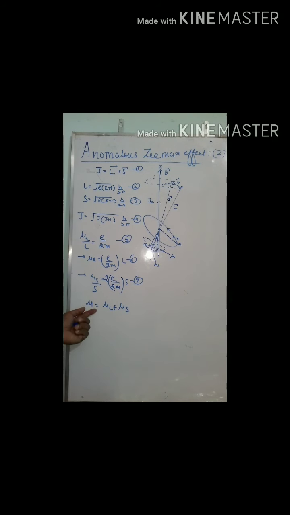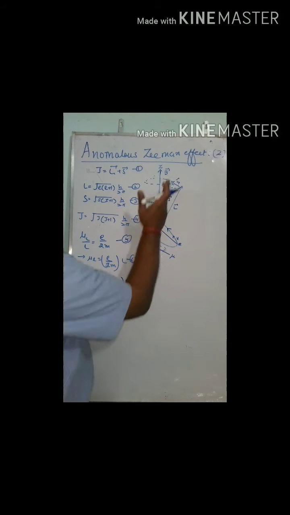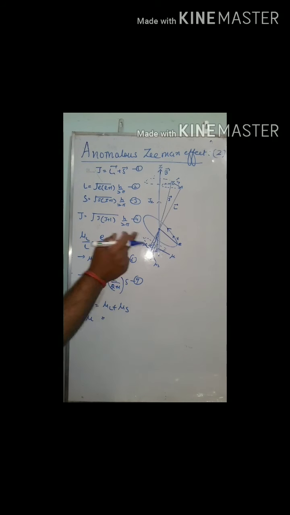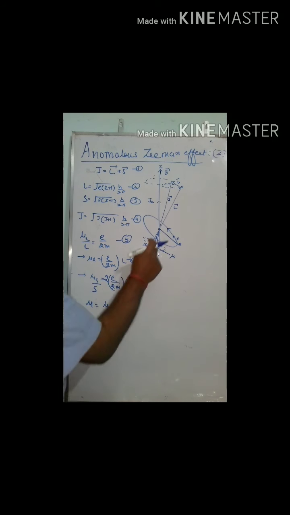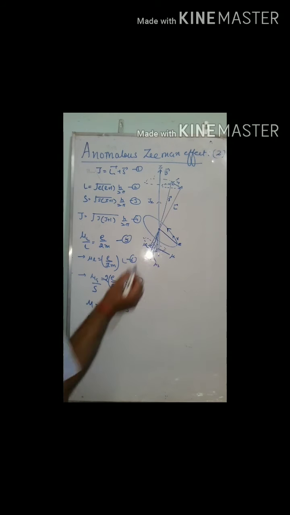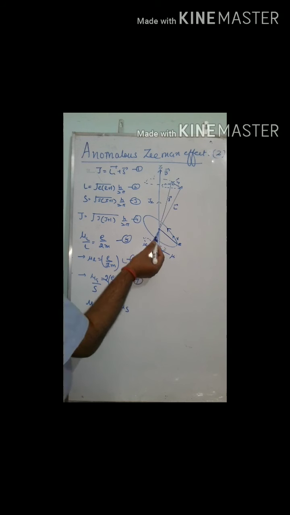Now this mu is not exactly opposite to J, because here if I add, the component of mu can be written as the component of mu L along mu J and the component of mu S along mu J. So here mu can be written as the component of mu L along this and the component of mu S along this. That will be equal to how much?